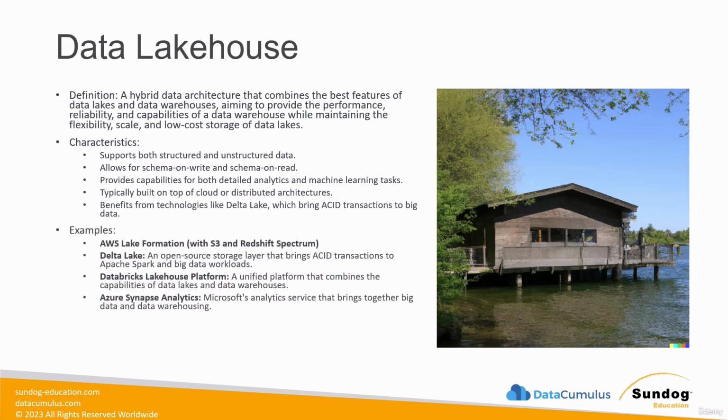Some examples. AWS Lake Formation, used together with S3 and Redshift Spectrum, is an example of a data lakehouse where we have a big old blob of data sitting in S3, but we're using Redshift Spectrum to query that just like it's a data warehouse, but the underlying storage is not structured. It's actually hitting S3 under the hood. So it's sort of this hybrid again between a data warehouse and a data lake. This kind of seems to be where the world is heading right now.